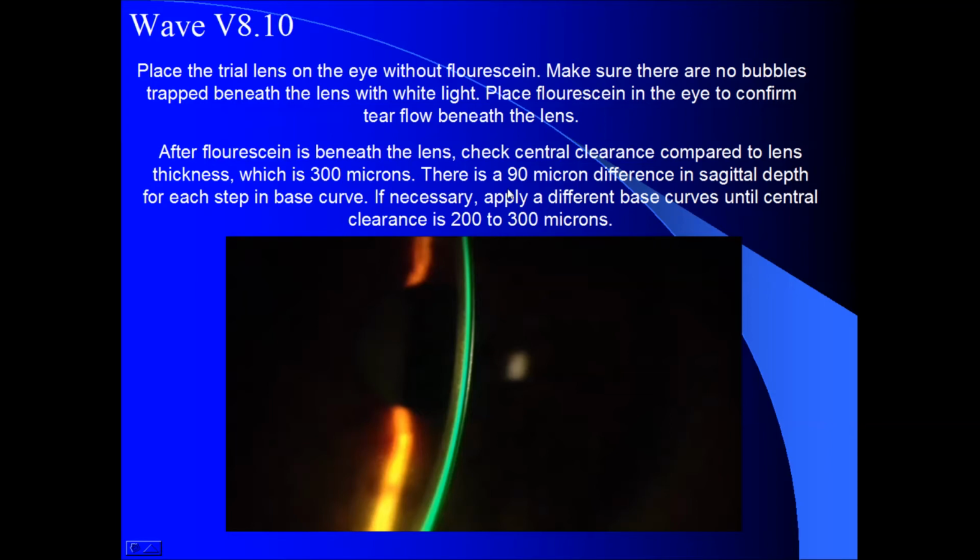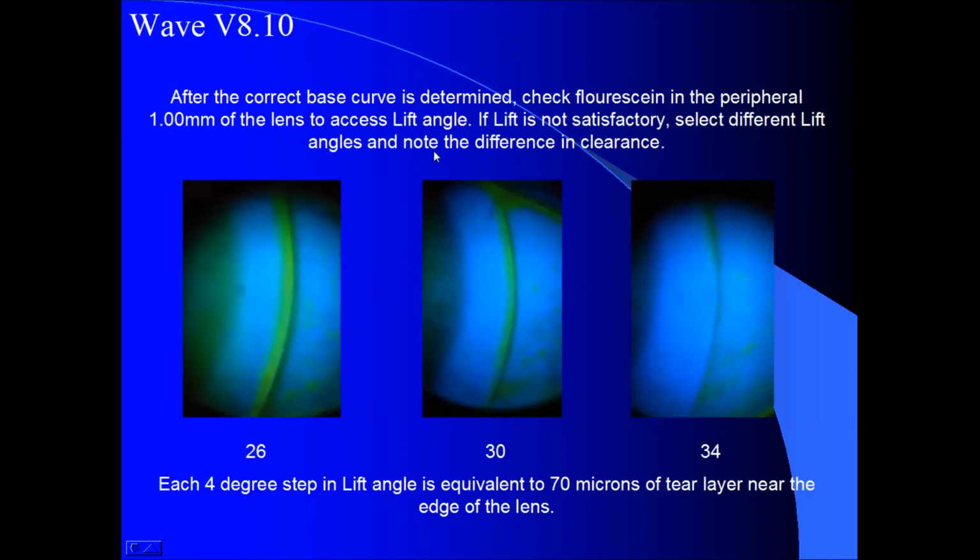There is about a 90 micron difference in apical clearance, or sagittal depth rather, for each base curve step. So if we apply this lens and we see that we have an excessive amount of vaulting, then we know we're going to change that by about 90 microns when we take a 1 diopter step in base curve. And conversely, if the alignment is too close, if there's not enough clearance, then we know that by going 1 diopter steeper with this particular set of lenses we'll have about 90 microns more tear layer beneath the center of the lens. Then we look at the edge.